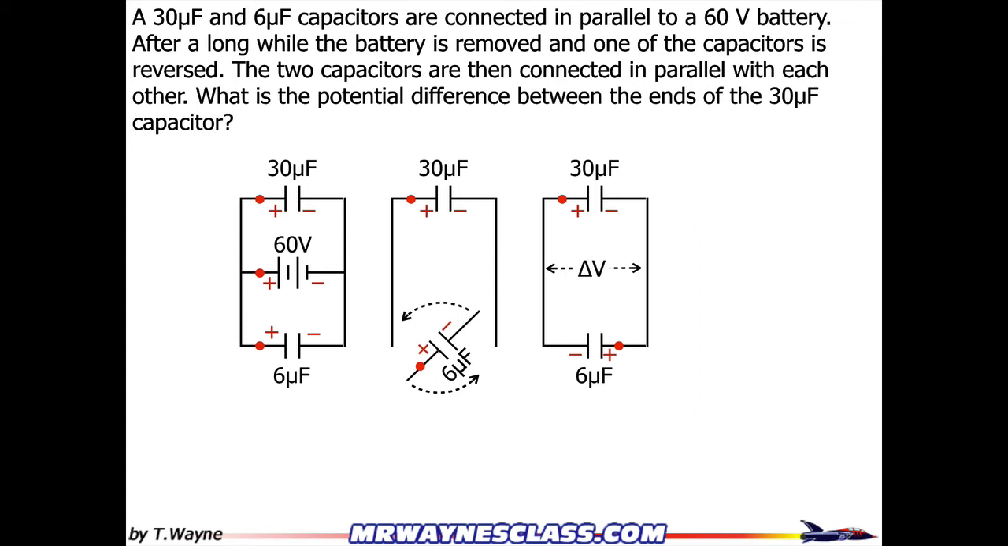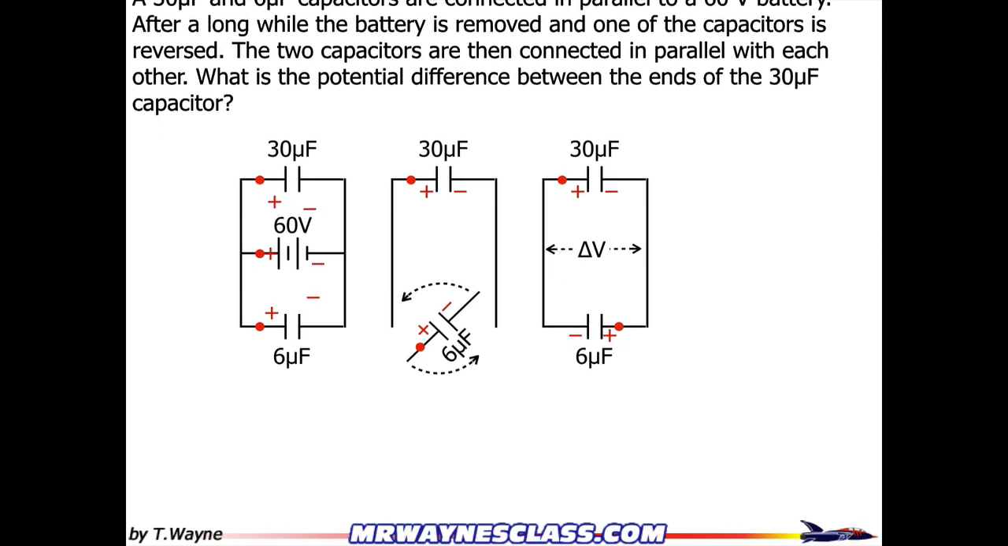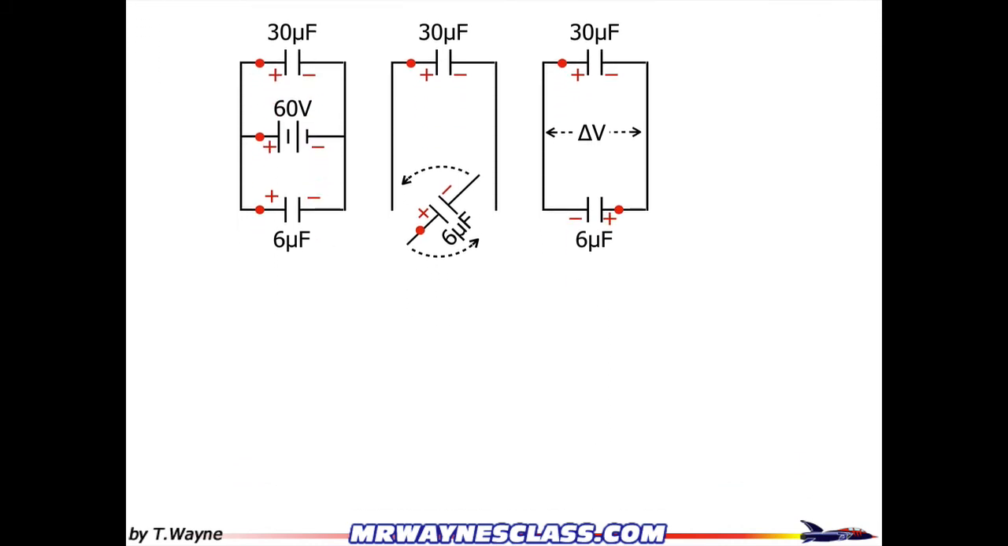So on the left-hand circuit, you can see the positive side of the 6 microfarad is on the left. On the right-hand circuit, the positive side of the 6 microfarad capacitor is on the right. So they switch sides. So what exactly does all this mean? Let me get a little bit of room so I can do some of the math. I know the charge on the top capacitor. I can find that from Q is equal to C times V. So that's 1800 microcoulombs. On the bottom capacitor, same equation, I get 360 microcoulombs.